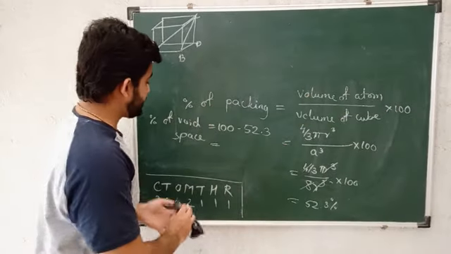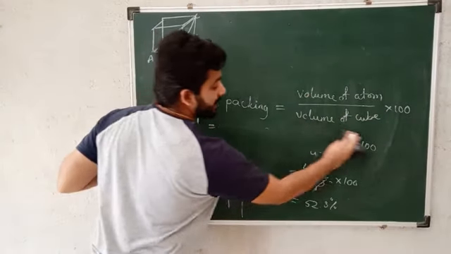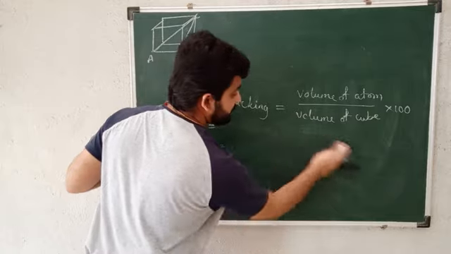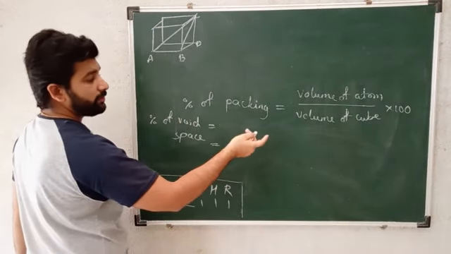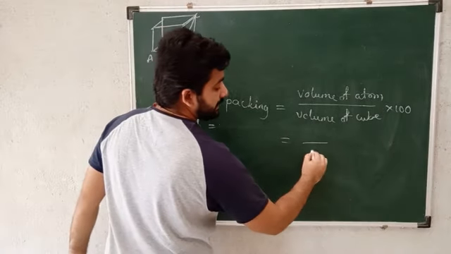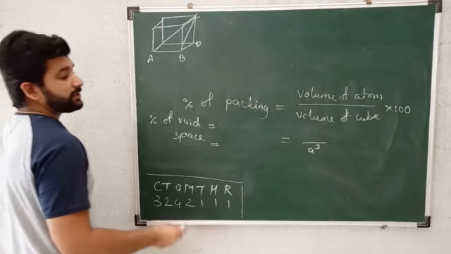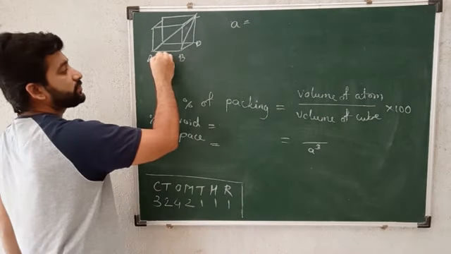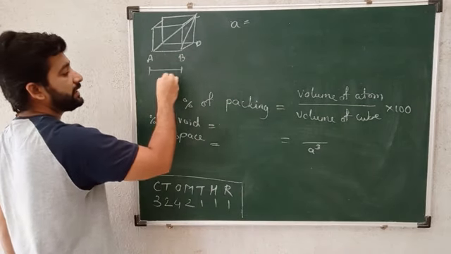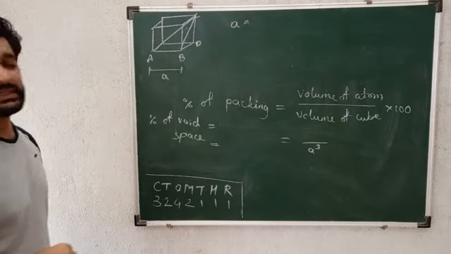The formula is the same as we had over here. I am not making any changes in the formula. The formula remains constant. What we need now is the volume of the cube, which is always a cube. Now the first important part is to find the value of a, where a is the edge length. The distance between A and B will be represented as edge length.